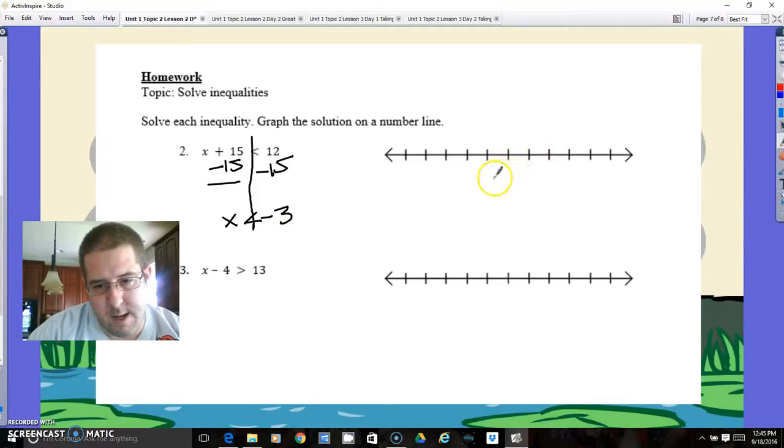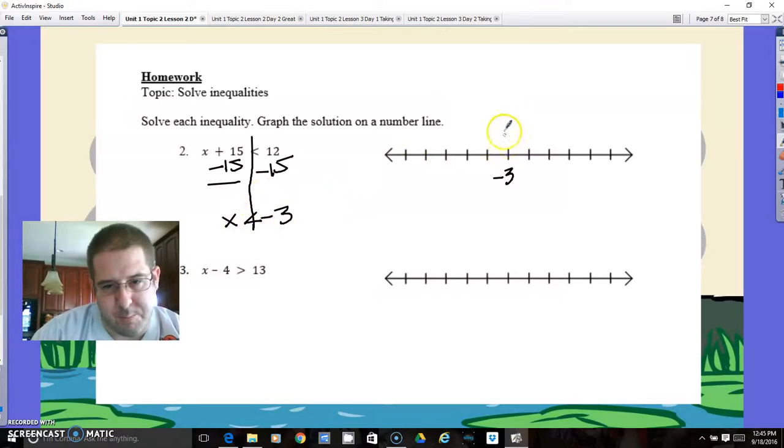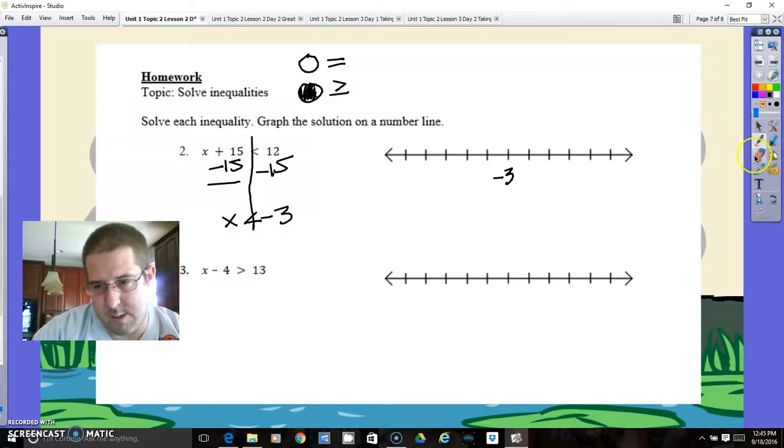So then all you got to do is set it up so that you have -3 in the middle of your number line. Okay, so I probably went over this in class, but an open circle means not or equal to. Okay, and a closed circle means or equal to. So, all right, let me erase that. I don't like the way I wrote the notes.